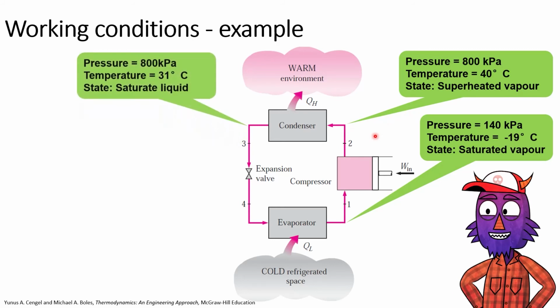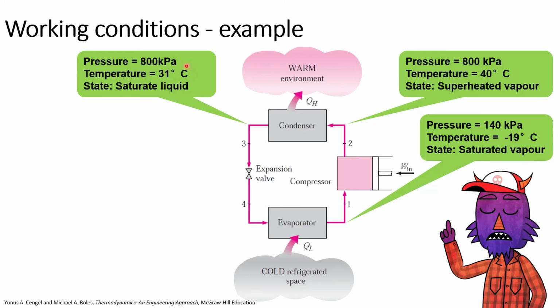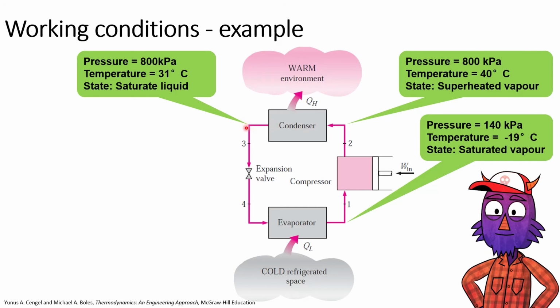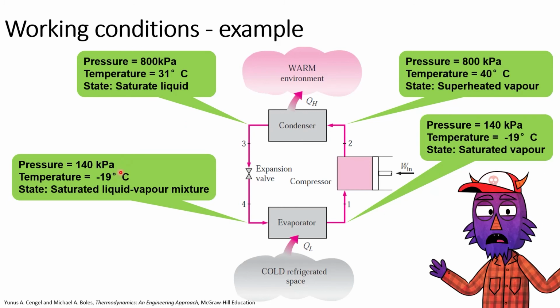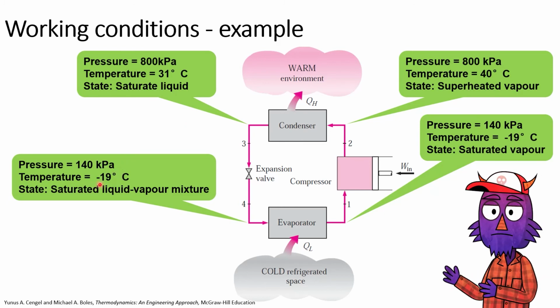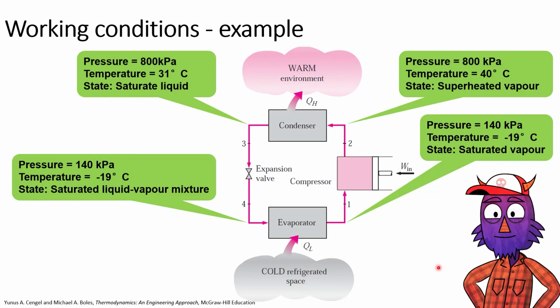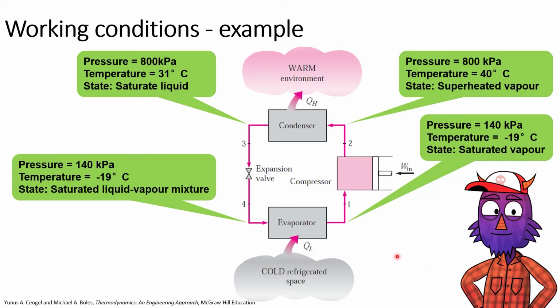And then when it goes through the condenser, it will reject heat to the atmosphere and the temperature will go down to 31 degrees Celsius. The pressure will remain constant at 800 kilopascals. Then the saturated liquid is the state of the refrigerant coming out from the condenser. This saturated liquid then goes through the expansion process and the pressure will drop to 140 kilopascals and the temperature will be minus 19 degrees Celsius, and the state, as I mentioned earlier, is a saturated liquid-vapor mixture. This is an example of the values of the pressures and temperatures of the refrigerant that flows through the refrigeration cycle, or the ideal vapor compression cycle.